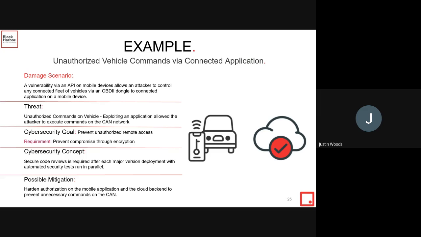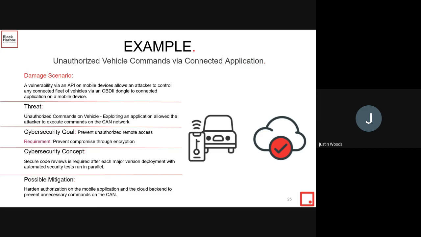So again, here's an example of the damage scenario all the way to mitigations. A scenario of a vulnerability via an API on mobile devices allows an attacker to control any connected fleet of vehicles via an OBDII dongle to connected applications on a mobile device. So what this is saying, right? Pretty much remote control of vehicles via mobile device as long as a specific device is plugged in. The threat here of what's allowing this to happen would be unauthorized commands on the vehicle. So exploiting an application allowed the attacker to execute commands on the CAN network.